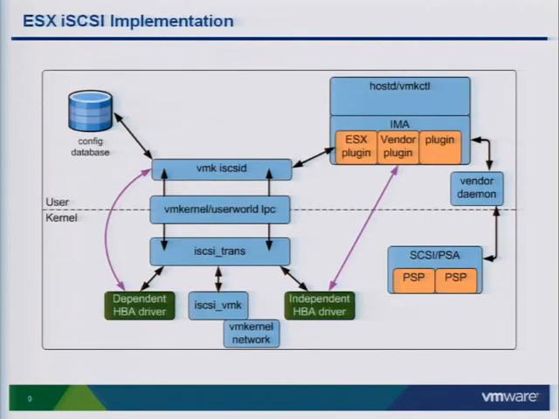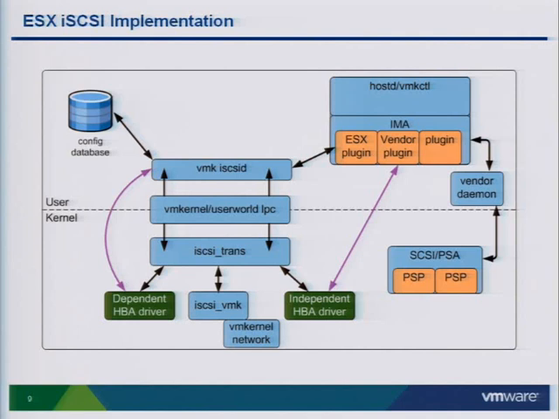So here's a quick picture of how they differ. The dependent HBA actually talks to the iSCSI daemon in ESX that we use for our software initiator as well. And all of the configuration for this is actually stored in the configuration database on ESX. You can contrast that with the independent one that actually talks to the kernel components of our iSCSI stack, but has its own management plugin and does not interact with the iSCSI daemon at all.